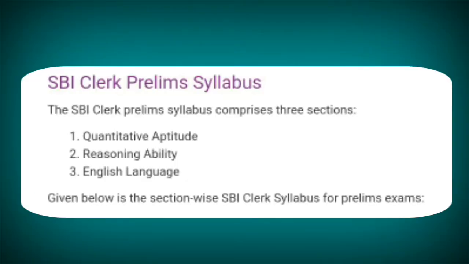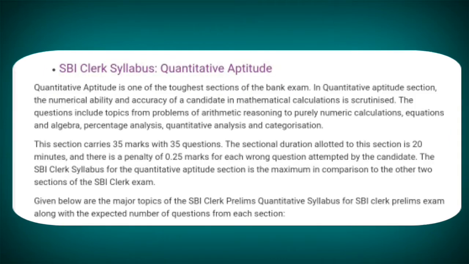SBI Clerk Prelims Syllabus. The SBI Clerk Prelims Syllabus comprises 3 sections: 1. Quantitative Aptitude. 2. Reasoning Ability. 3. English Language. Given below is the section-wise SBI Clerk Syllabus for Prelims exams. SBI Clerk Syllabus. Quantitative Aptitude.